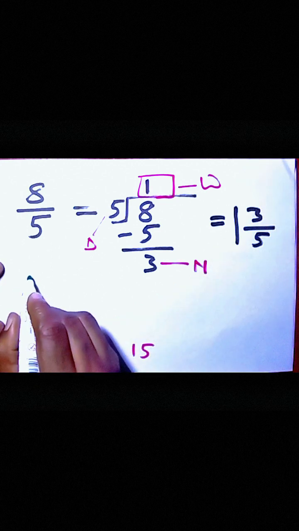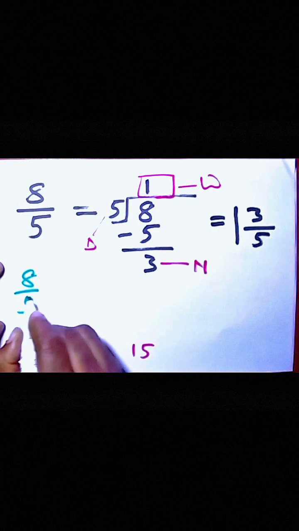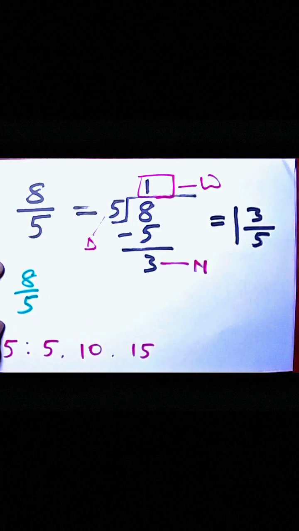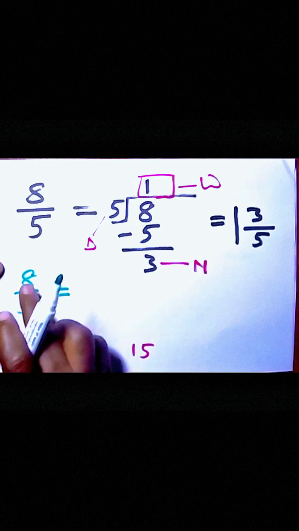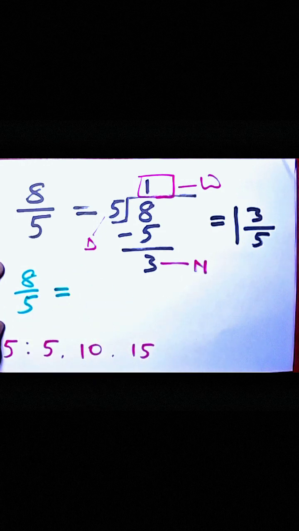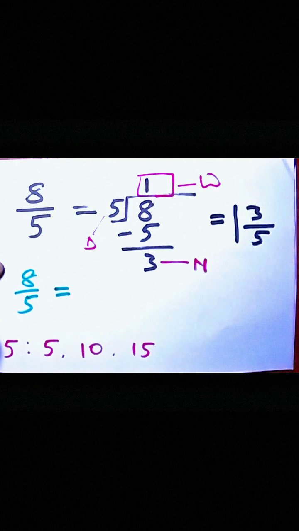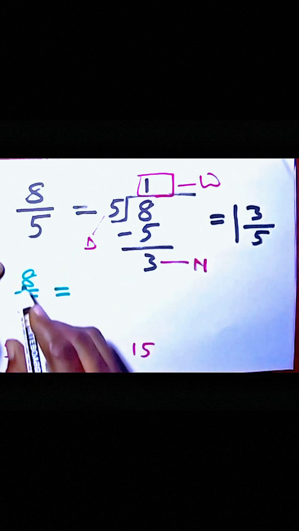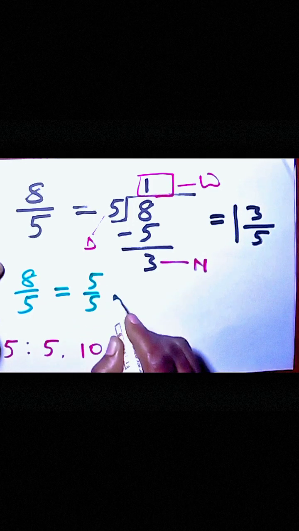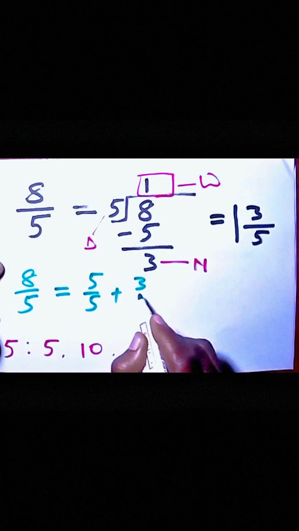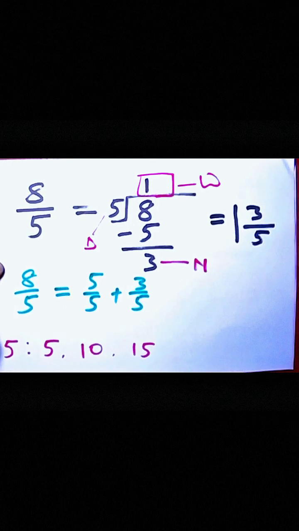This same example, 8 over 5, you want to use two fractions. And the two fractions you want to use are this. 8 can be split into two numbers. Make the first number to be divisible by 5, and it has to be the highest multiple of 5 that can go into it. So here we can split this number into 5 over 5 plus remainder 3 over 5. Do you agree? Yes, it's the same thing.